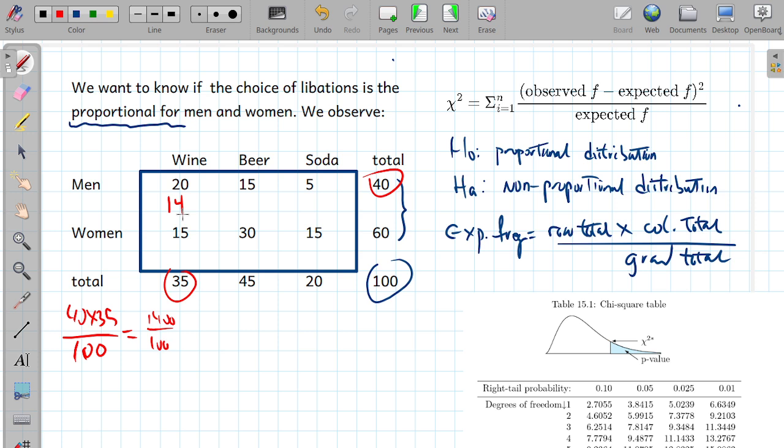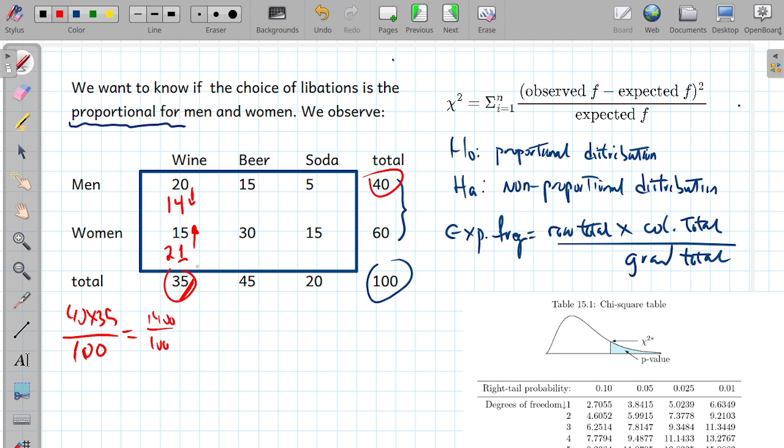Now recall what I said in the previous example, whether it's observed or expected, they still have to add up to the column total. So if I have 14 there, and I have to have a total of 35, then this has to be 21. In other words, this went down by 6. This has to go up by 6. Cool. All right, moving on.